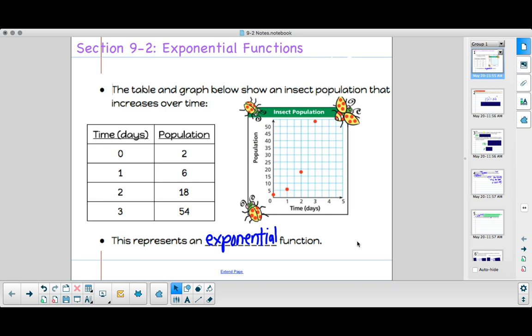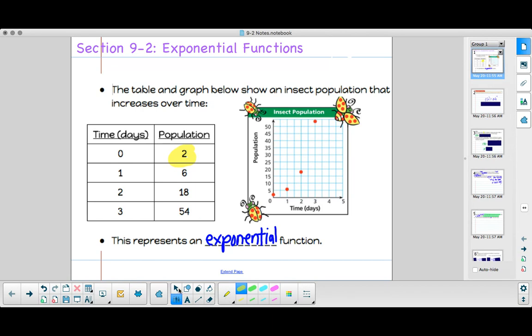Hi everyone, today we're going to talk about section 9-2, exponential functions. The table and graph below show an insect population that has increased over time. The initial, or starting, amount of the insect population was just 2 insects. However, after 1 day it increased to 6, after 2 days it increased to 18, and after 3 days it increased to 54 in the population.